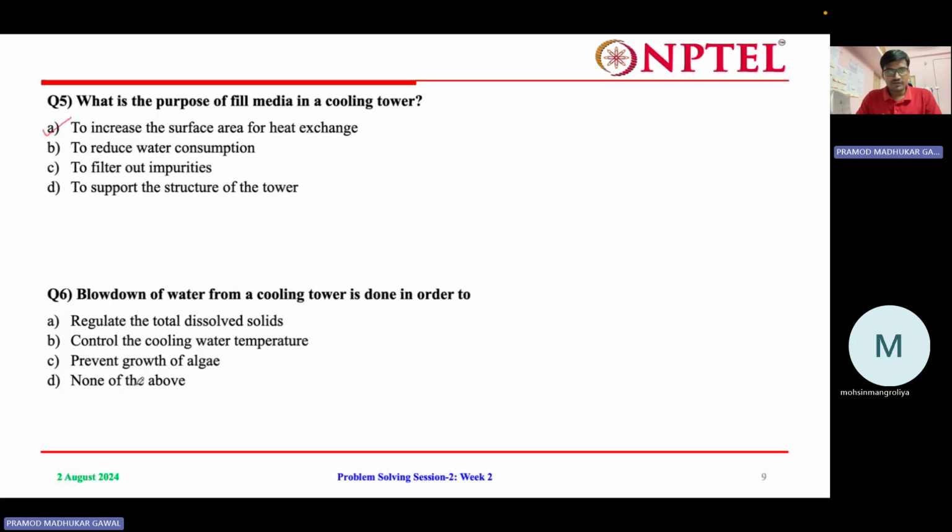So, hot water comes into the cooling towers, so there is some dissolved solid, right? During the process, at the bottom, there is a possibility of the solid getting deposited. So blow down means to regulate the total dissolved solid, to remove that solid from the cooling towers, right? So option A, right.